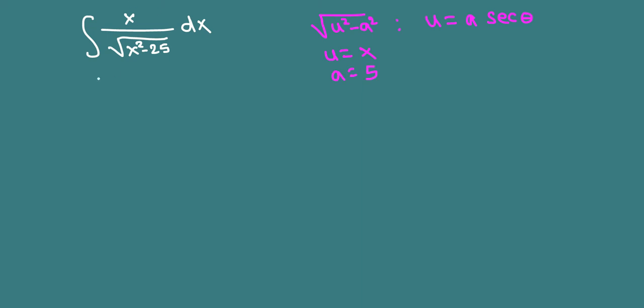So we let u equals a secant theta. So x equals 5 secant theta, so that we can get rid of this radical sign. We are converting everything in terms of the new variable theta, so we need to find the derivative of both sides with respect to theta. So dx over d theta. I want to write it in differential form. So 5 times the derivative of secant, which is secant times tangent.